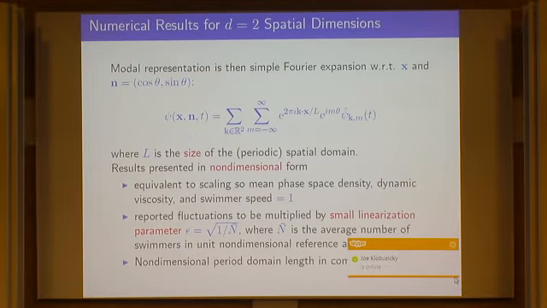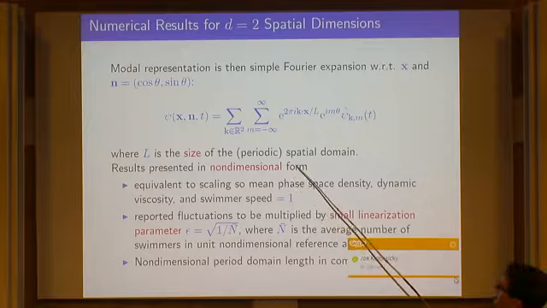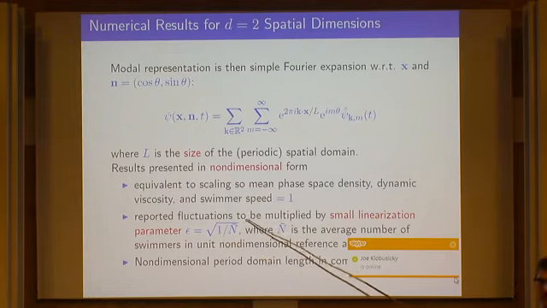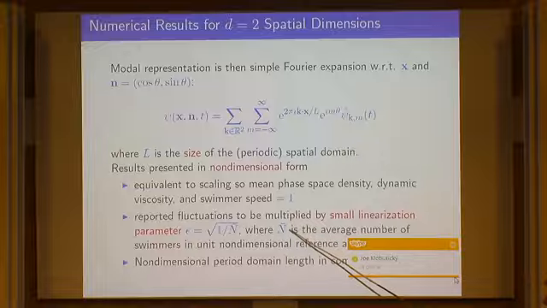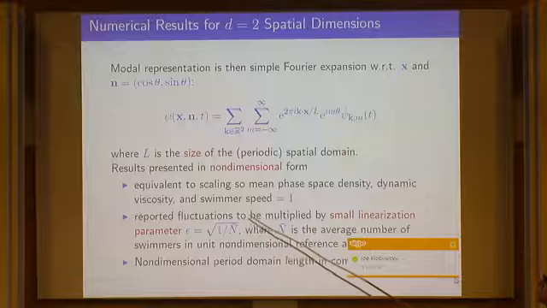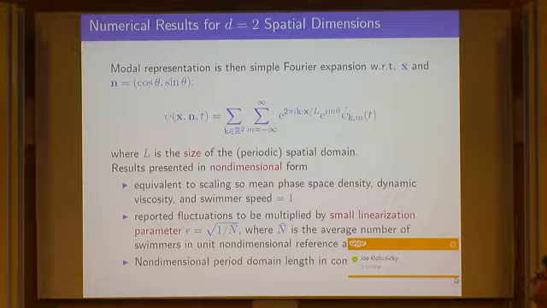All right, so then you write down a superposition of space and orientation modes. The results I'm going to show you are non-dimensionalized. The small parameter in the linearization turns out, when you do all the non-dimensionalization, to be 1 over the average number of swimmers in a reference unit cell. So that's where you get the effects of finite swimmers: if you were to take the number of swimmers to infinity, then the magnitude of all this would be multiplied by 0.